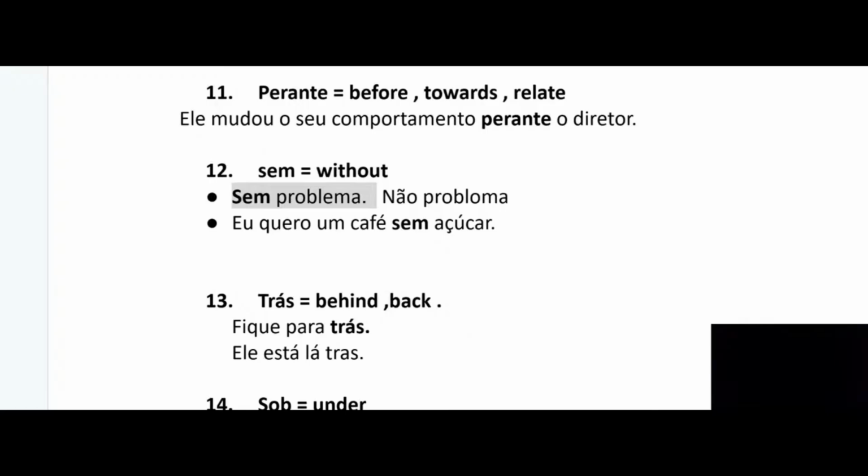Atrás. Atrás means behind or back. Behind or back. Someone asking us a lot of atrás. They're the same thing. Okay. Fique para trás. Stay back.